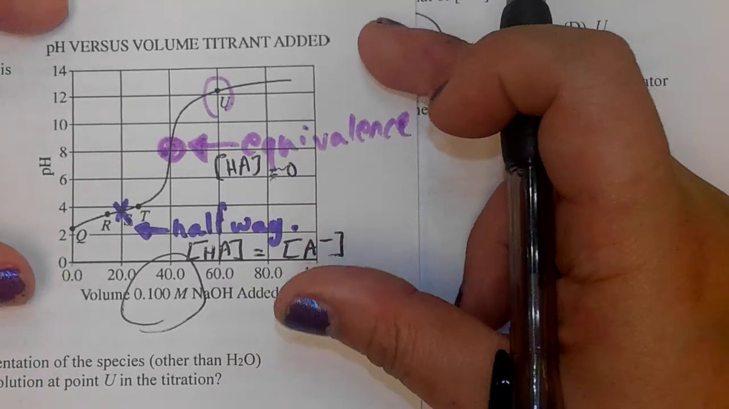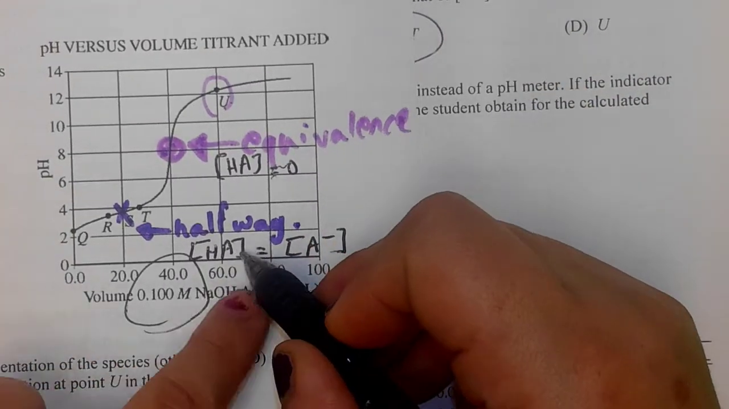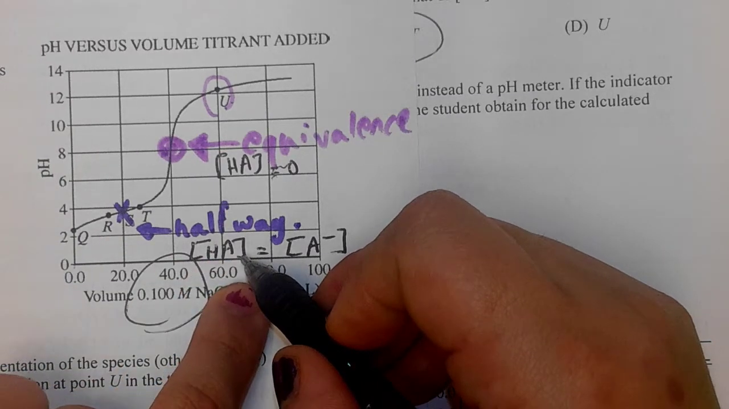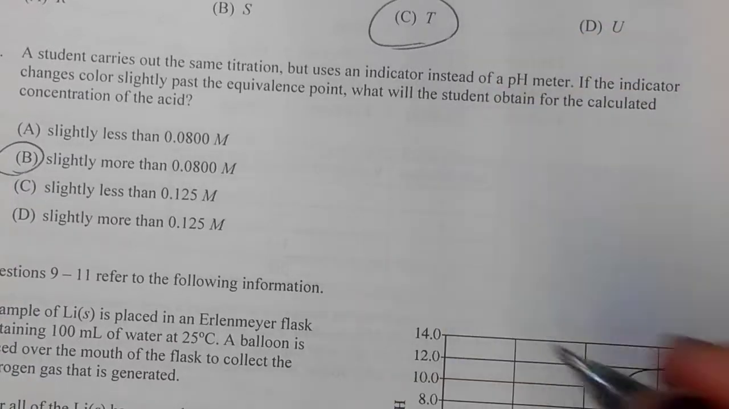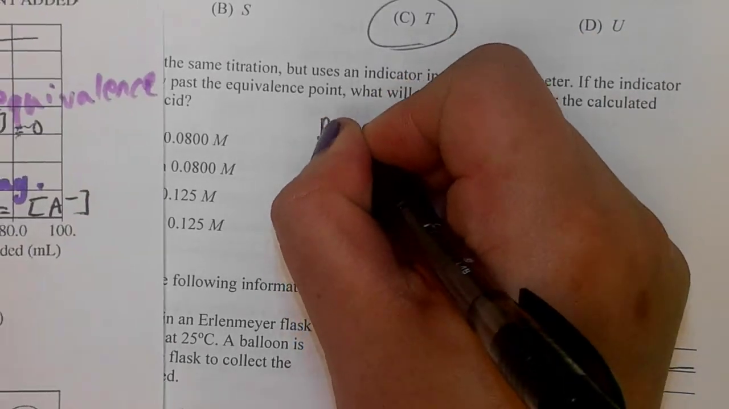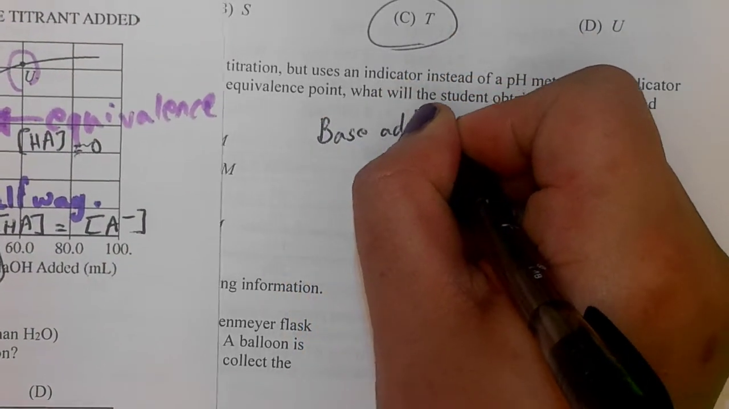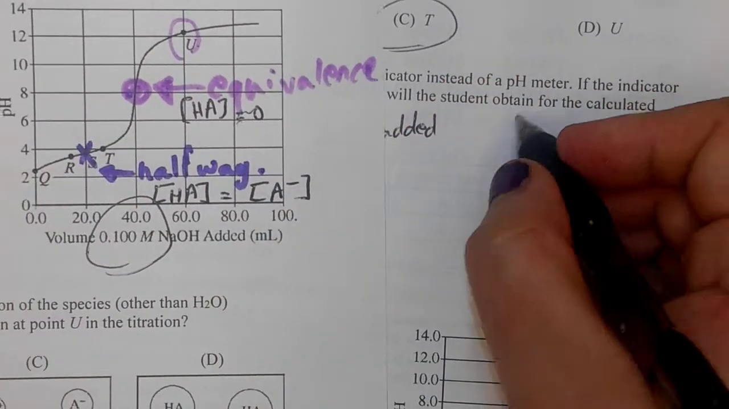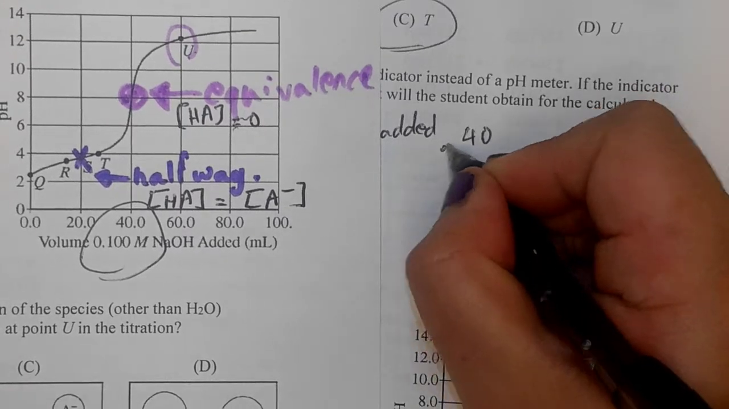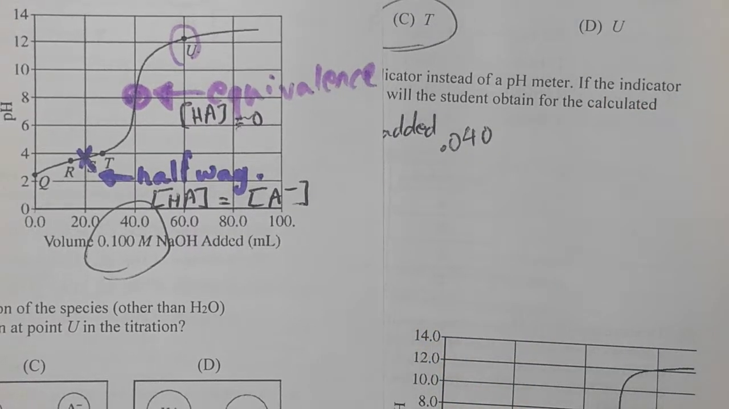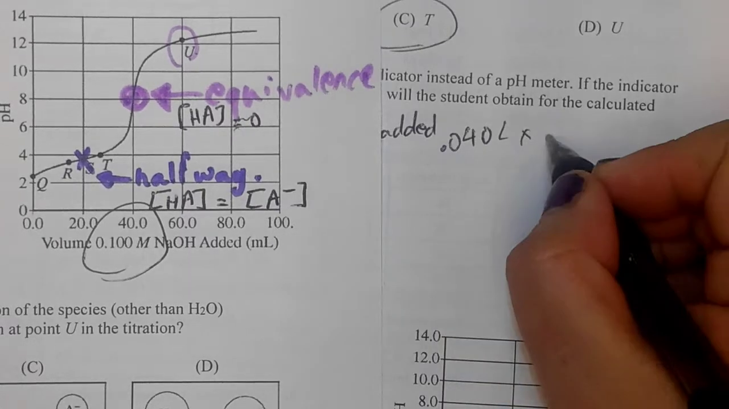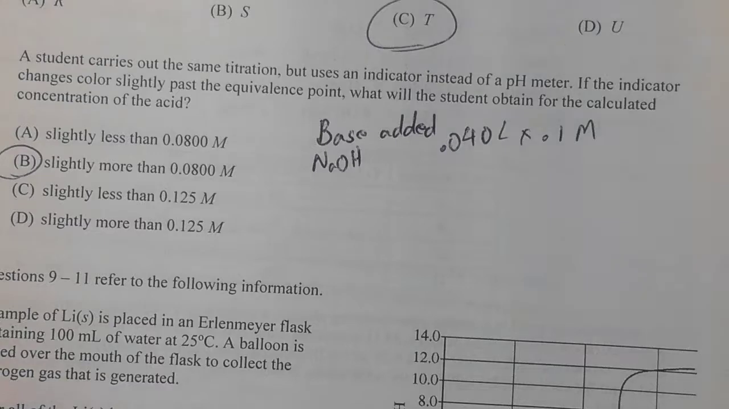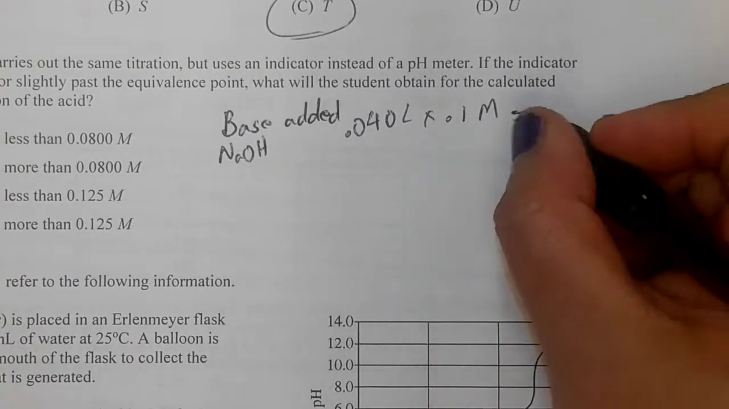The whole point of titration is to know what the HA is, so what kind of concentration HA has. Make sense? So you're looking at the base added, which in this case is NaOH. You know that it was 40 milliliters, so I'm going to say 0.04, changing to liters, times the molarity, 0.1 molar. So that will give you moles, sorry.